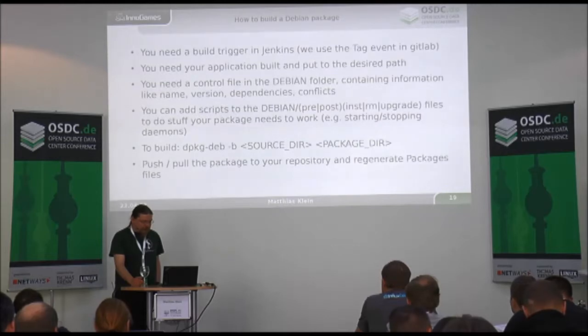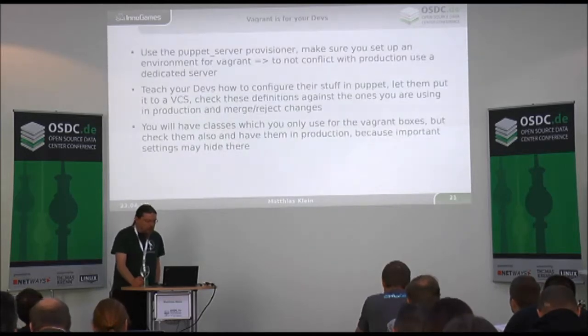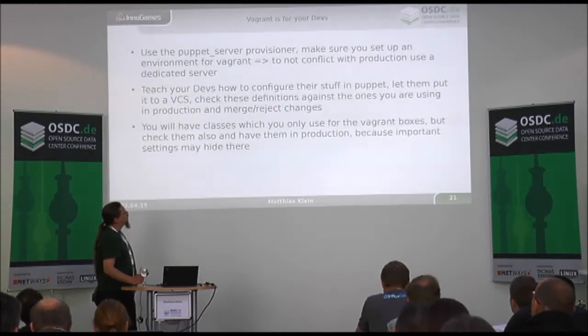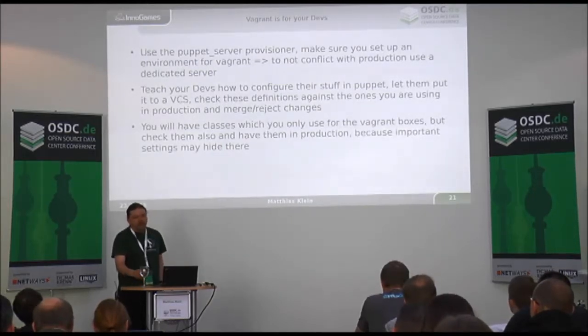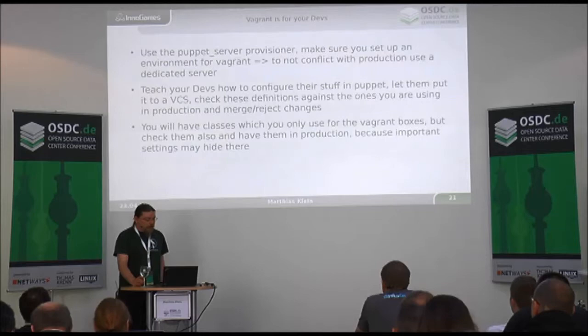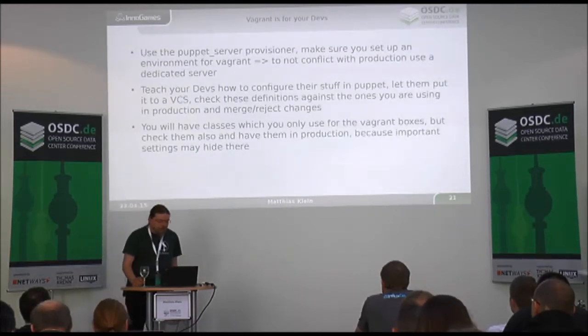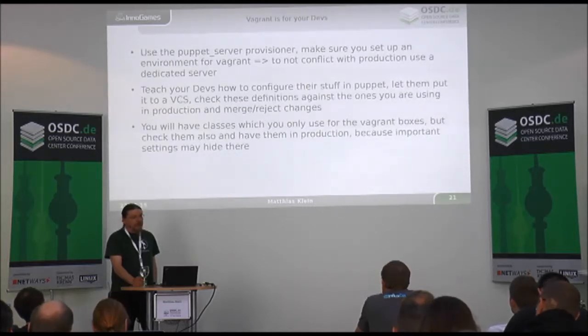Okay, now we have the package on the server, everything is fine, and we come to the role of vagrant. Yes, you can configure vagrant to use the Puppet server provisioner, so not using shell, or additionally using shell, you can do this if you like. You should set up an environment for vagrant in your Puppet. We decided to have a dedicated server for this to not conflict with production because the developers are writing the Puppet scripts there or doing maintenance on the Puppet scripts. And maybe you don't want to have these changes immediately in your production system.